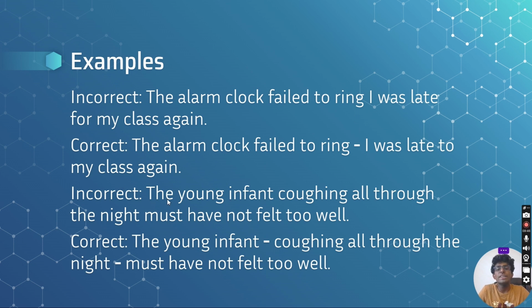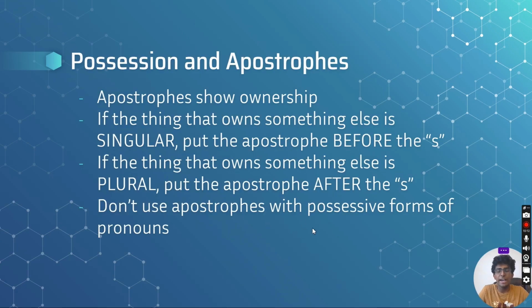Another example: the young infant coughing all through the night must not have felt too well. So you could do commas here for "all through the night." This is extra information that we could separate, or you could use dashes. Either one works. I'm using dashes in this case because that's what we're talking about right now. But again, for the punctuation answer choices you get on the ACT English exam, it's only going to be one correct answer. So you won't see a comma for this and a dash.